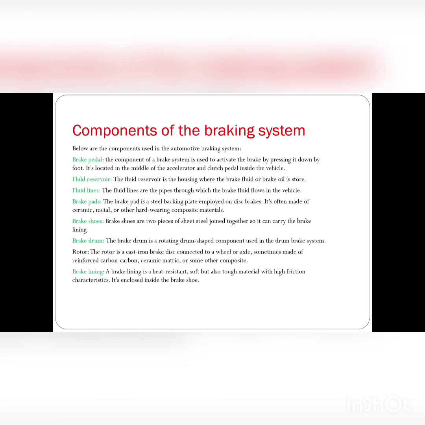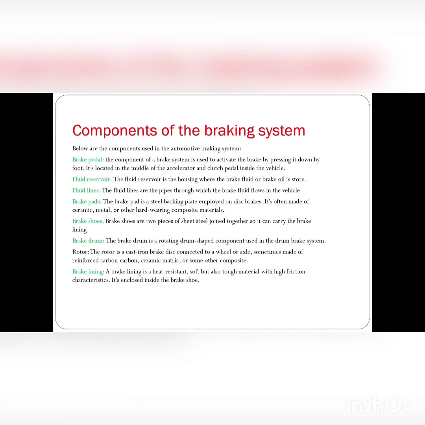Components of the braking system. Below are the components used in the automotive braking system. Brake pedal: the component of a brake system used to activate the brake by pressing it down with the foot. It's located between the accelerator and clutch pedal inside the vehicle. And fluid reservoir: the fluid reservoir is the housing where the brake fluid or brake oil is stored.